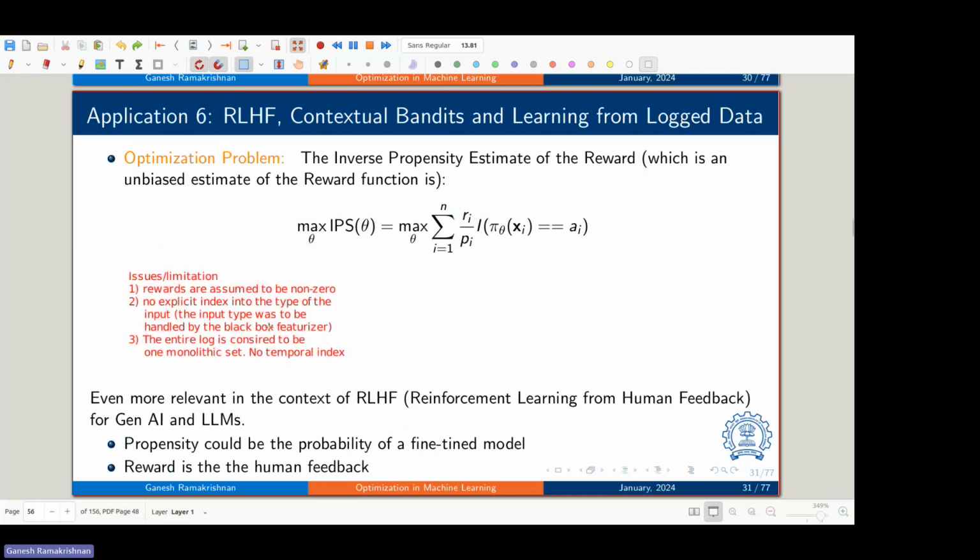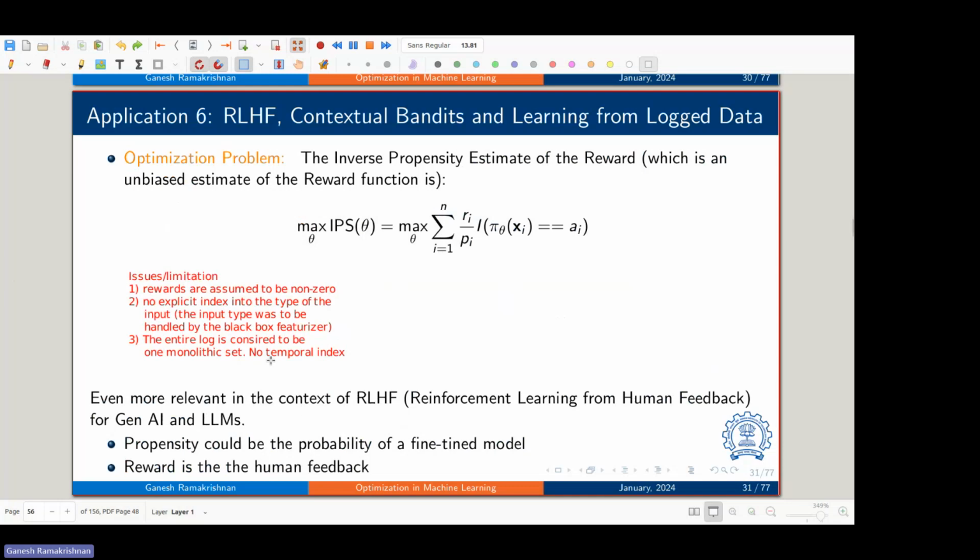Now, there's no explicit indication of the type of the input. Input type was to be handled by the black box featurizer, which means that we have not gotten into the details of the XI itself. Somebody may wonder, what is happening in the XI? XI is basically a list of all possible feature-action pairs. Can this be a little bit more complex? Can this itself be demystified? All that has been left as a black box. That's another issue.